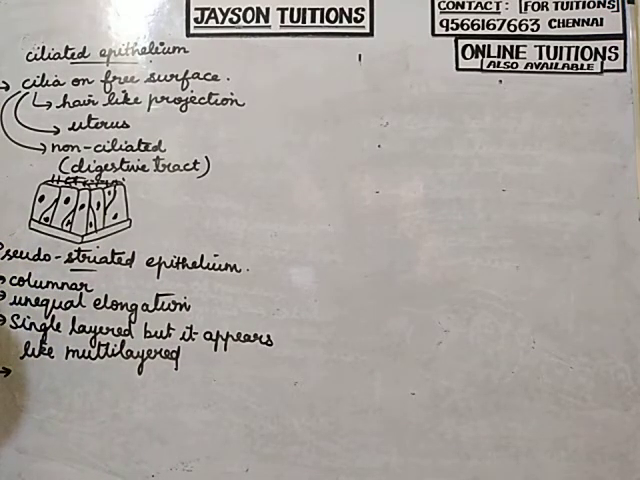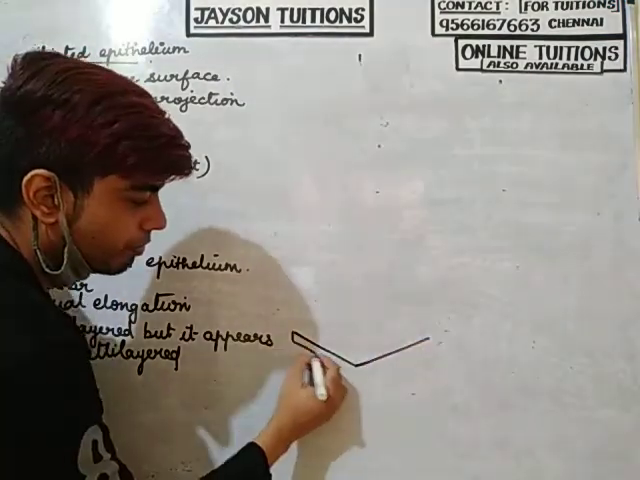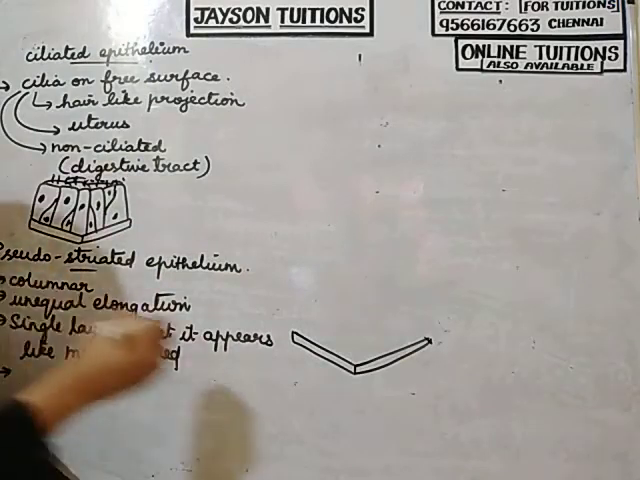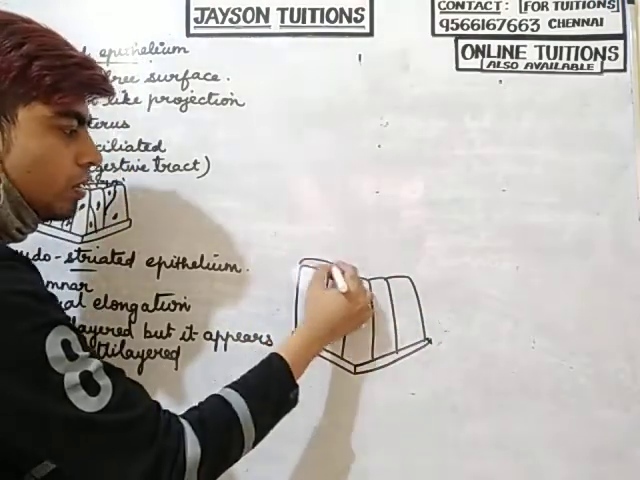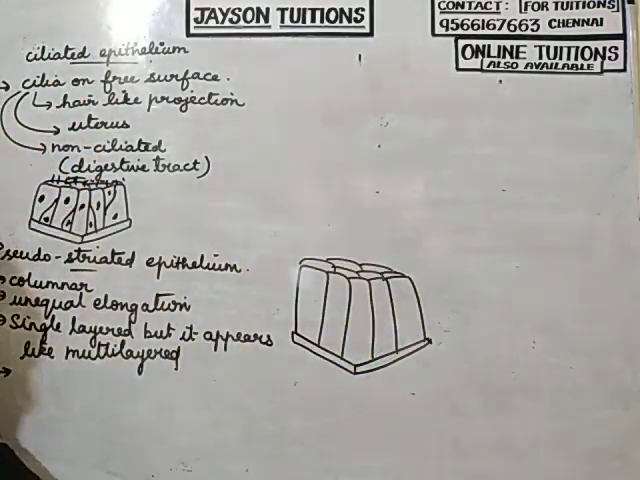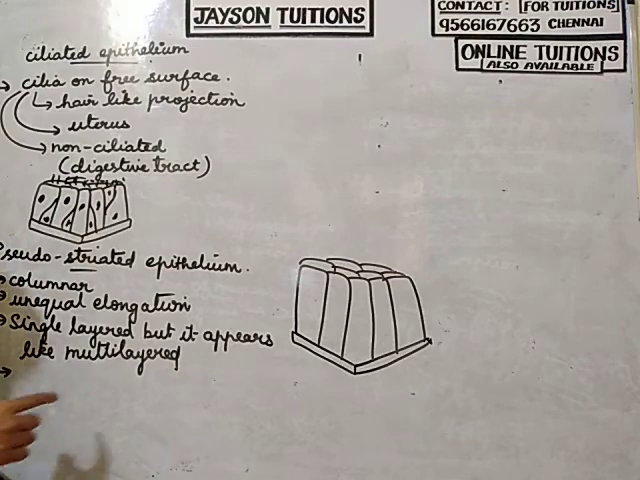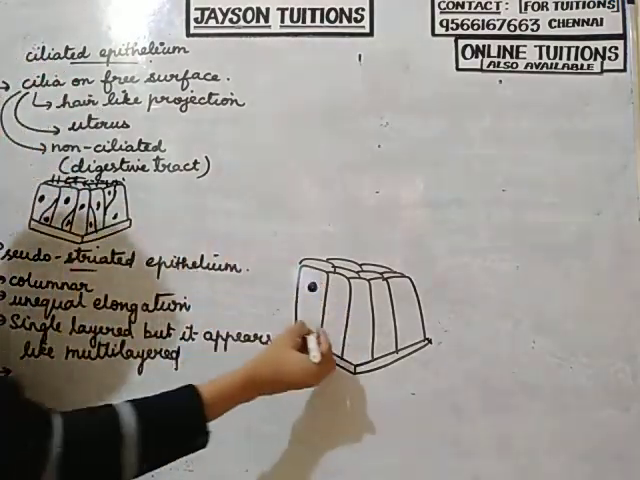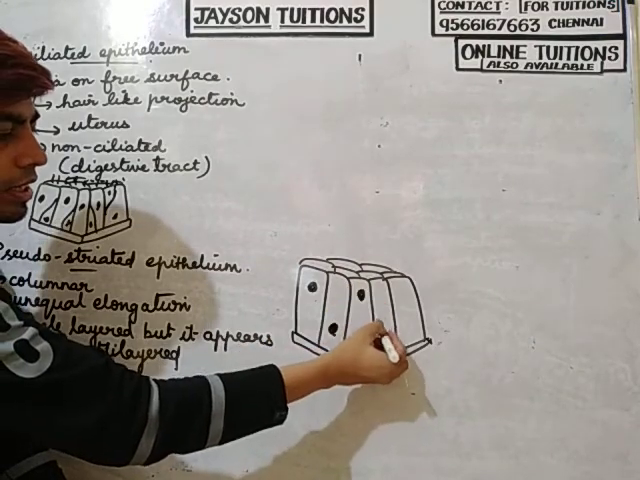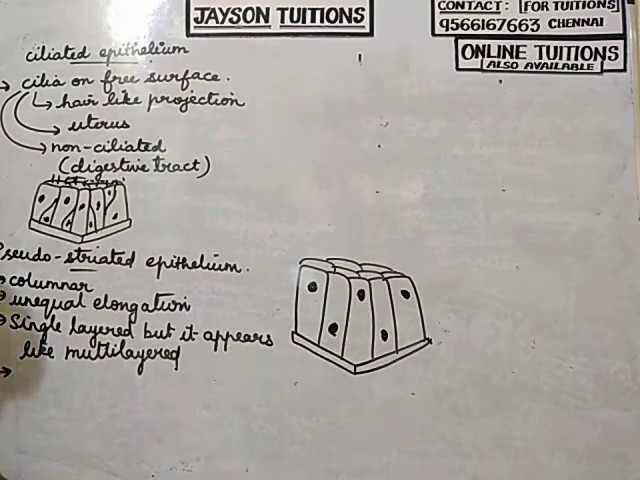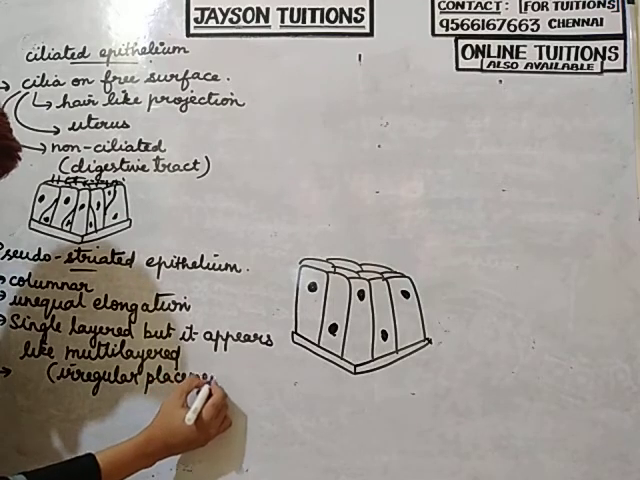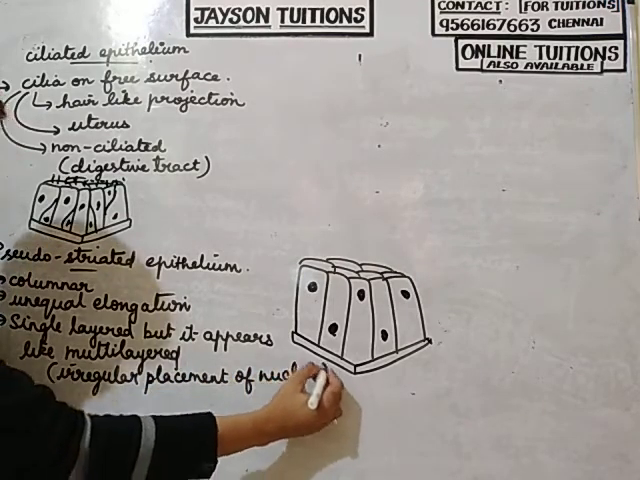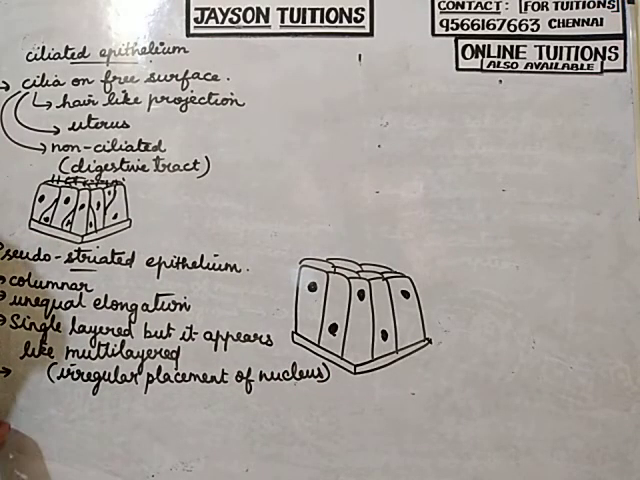Why does it appear multilayered? See, it will be like this. It is columnar, meaning it will be elongated like this. But the nucleus will be present at different levels. In one cell the nucleus will be here, in another cell the nucleus will be here, another here. So, the irregular placement of the nucleus is the reason the single layer appears as a multilayer.